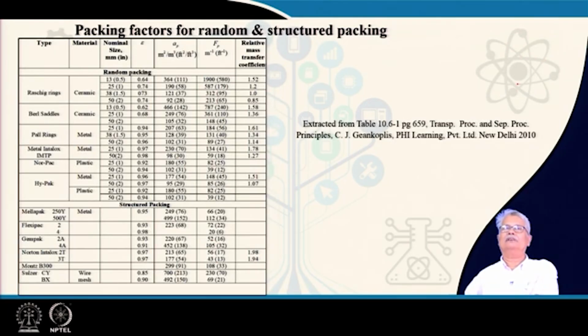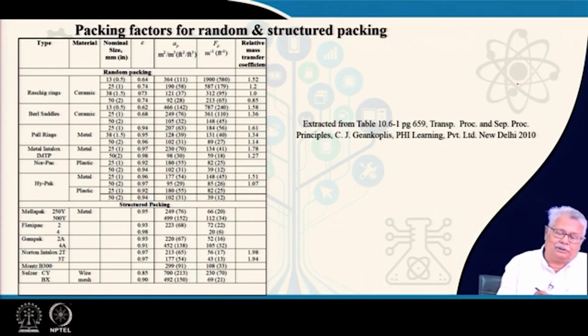This is a very important characteristic of the packing that you have. The different types of random packings are here: Raschig ring, Berl saddle, Pall ring, metal interlocks, IMTP, Nor-Pac, Hi-Pak, and all these are proprietary. These ones are all proprietary ones, and these are all random packings.